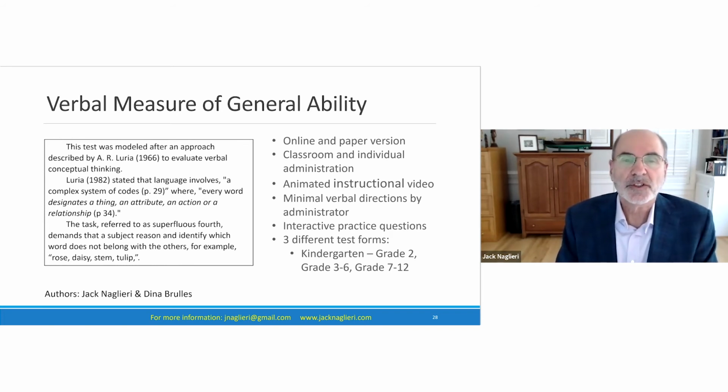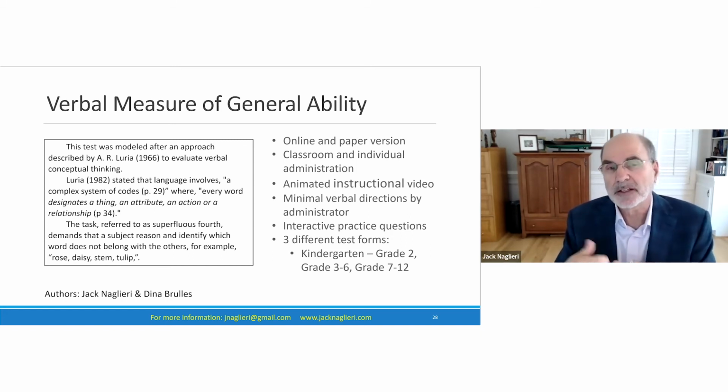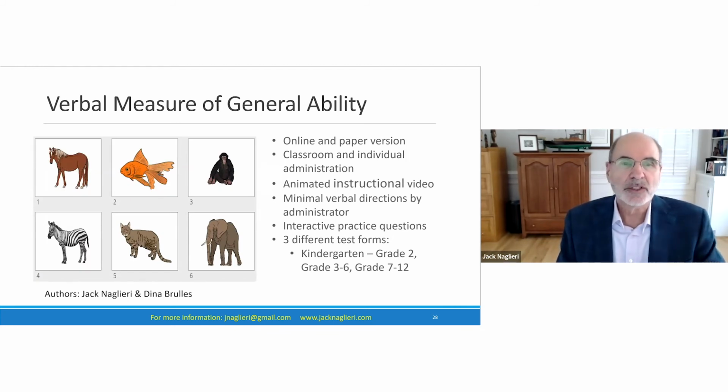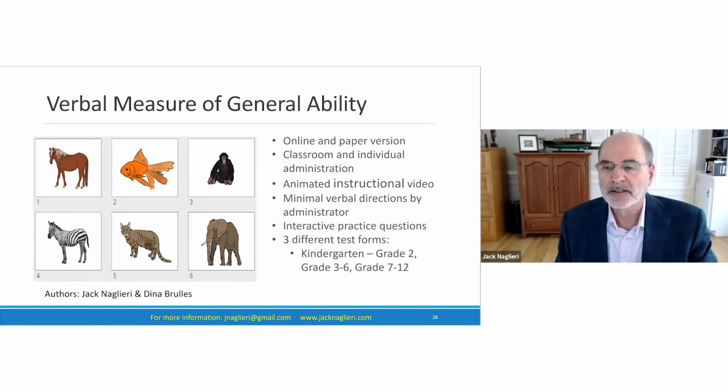So we understood that, as Luria describes, language has many dimensions. Like language could designate a particular thing like a flower, or an attribute like the color of a flower, or an action like a ball rolling down a hill, or a relationship like a boy standing behind a girl. So we developed a test where the students look at 6 pictures and they need to decide which one doesn't go with the others. So the verbal concept test really is what it is, and relationships among images.